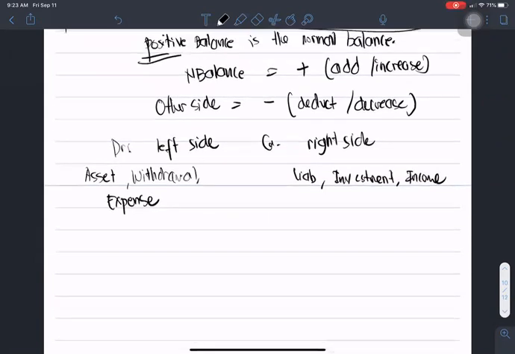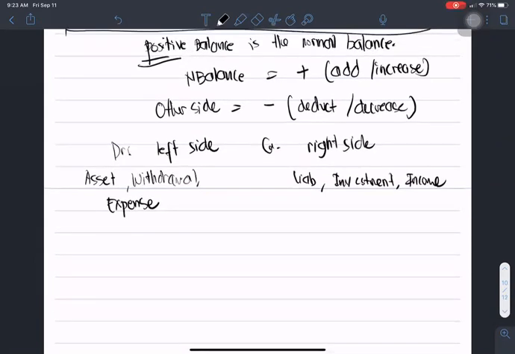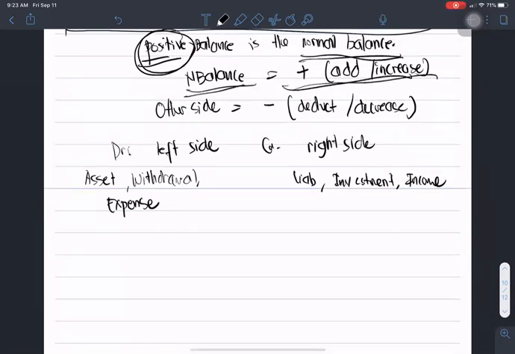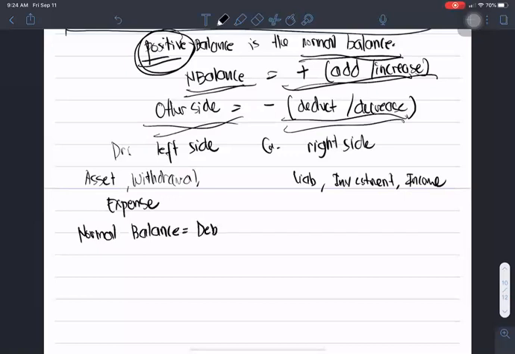Okay, so what is the use now of this debit or credit? Sabi natin, if it is under its positive, that is the normal balance. And the normal balance is add or increase. Other side is decrease. Okay, so what is the positive balance here on the left side? So our normal balance then, here on the left side is debit. Kasi nga, debit is left side. What is the normal balance on the right side? Credit. So normal balance nito is credit.